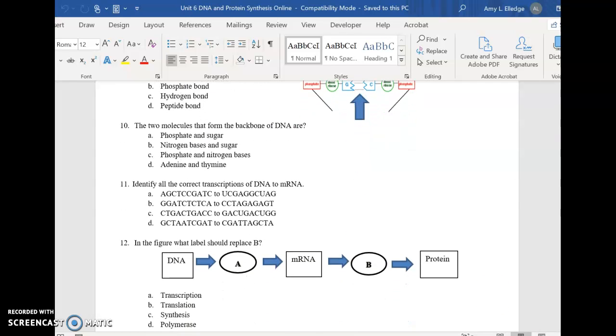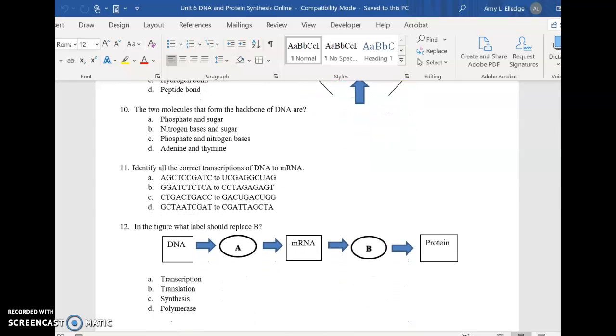All right, number 10, the 2 molecules that form the backbone of DNA. Well, we just saw a picture of it. What makes the sides of our DNA are the phosphate and the sugars, because the bases are in the middle making the rungs, okay?